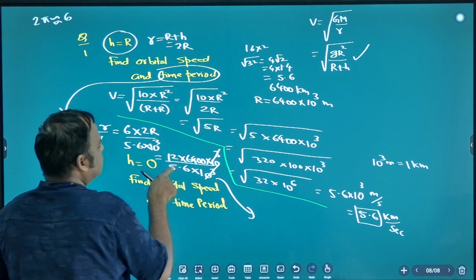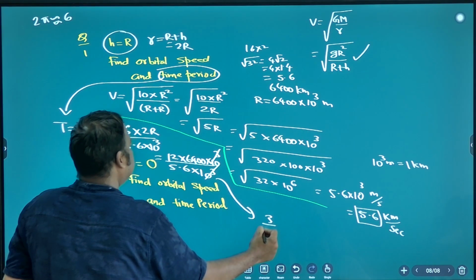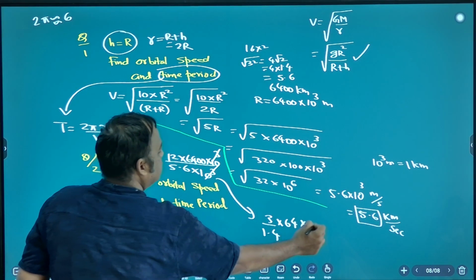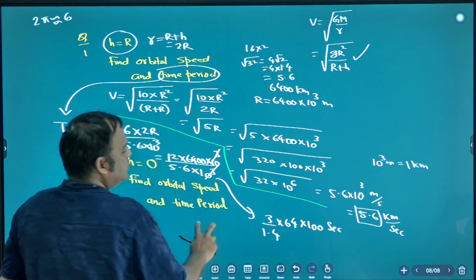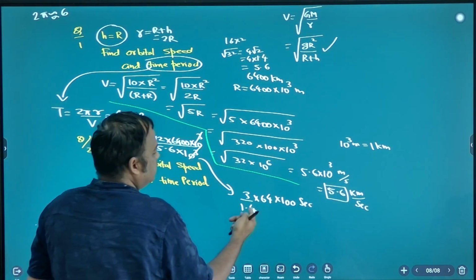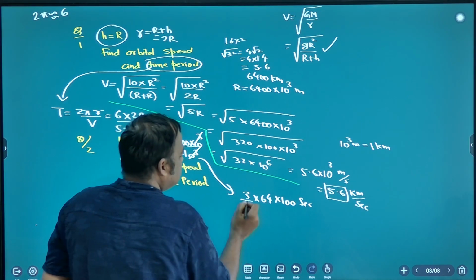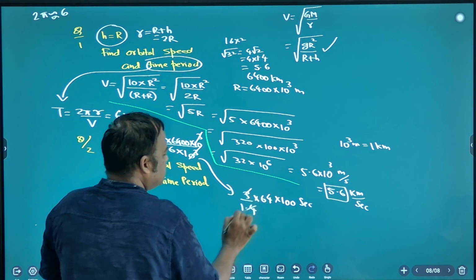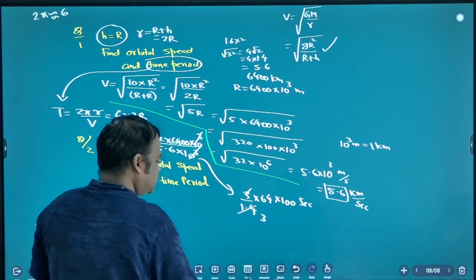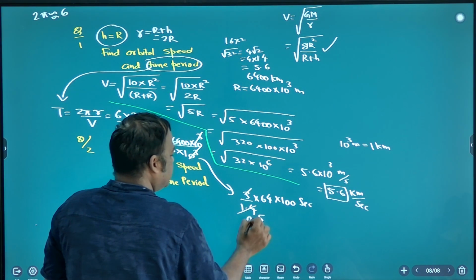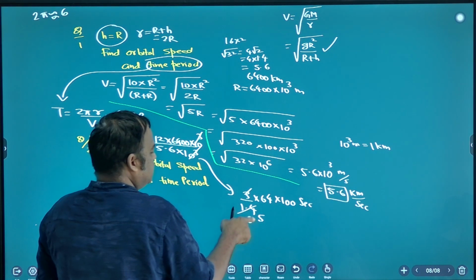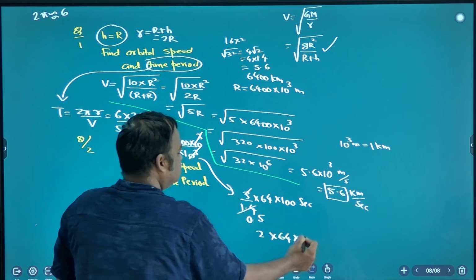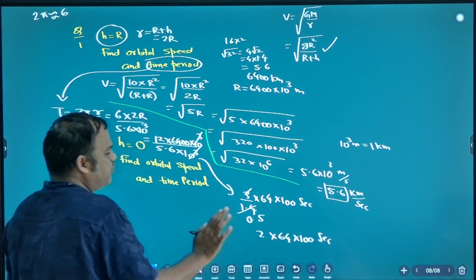Cancel by 4, 3 by 1.4 into 64 into 100. So seconds. Then again cancel. 1.4, I am taking approximately 1.5. So approximately this is 5 times 0.5 times 0.5. It will become 1 by 2. 2 will go to the numerator. So 2 into 64 into 100. See, you can find the approximate answer.